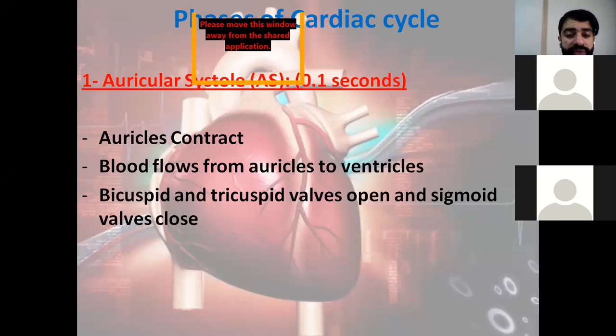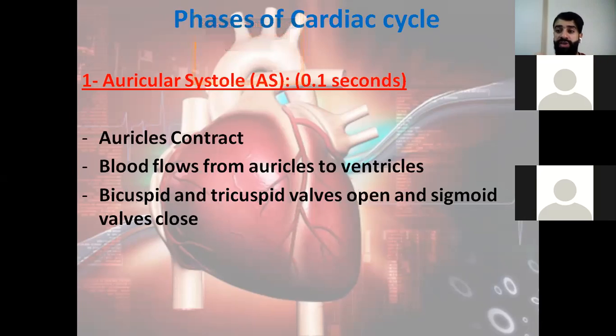Blood will flow from the auricles to the ventricles. So the auricles contract, and blood will flow from the auricles down to the ventricles. Bicuspid and tricuspid valves open wide to allow the blood to move from the auricles to the ventricles. And the sigmoid valves here are closed. I repeat, auricular systole. The duration is 0.1 seconds.